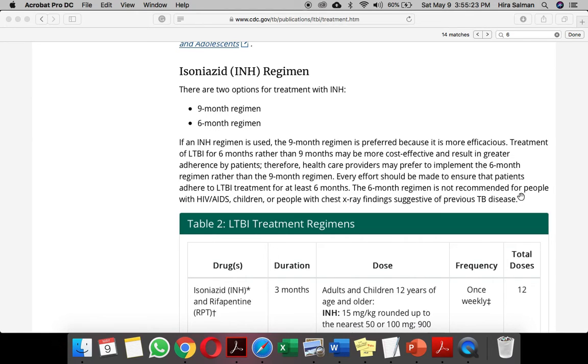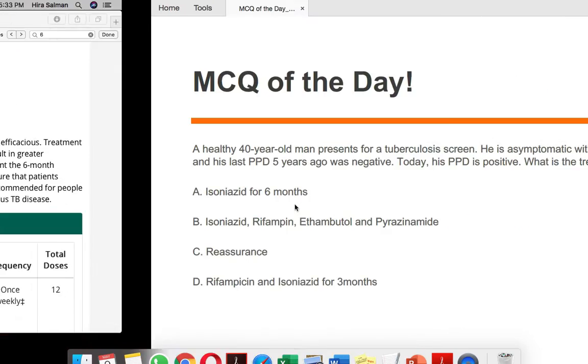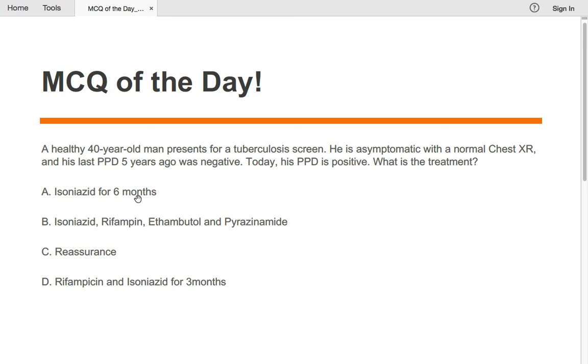And the 6-month regimen is not recommended for people, of course, who are having HIV or AIDS, or those who are having positive findings on chest x-ray. You will never give this one. The protocol is totally different for those patients. So here your answer is isoniazid for 6 months.